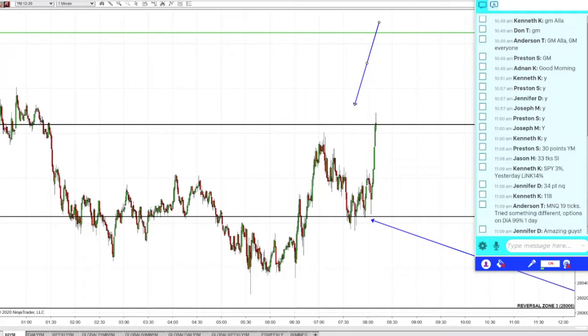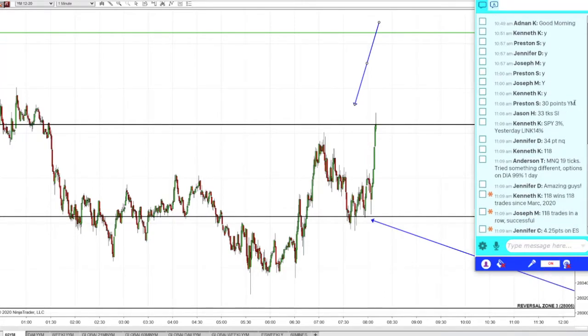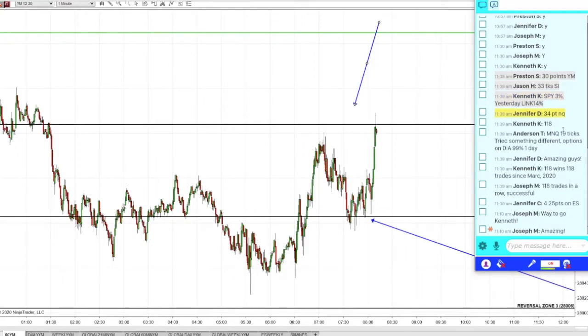So let's ask students what they have done this morning with Alpha Fibonacci system. Preston, 30 points on Dow, boom. Jason prefers silver, 33 ticks. Ken is killing it on SPY. Flawless, spectacular. Every trader, different instrument, different account, different country, different state. Jennifer killing it on NQ.